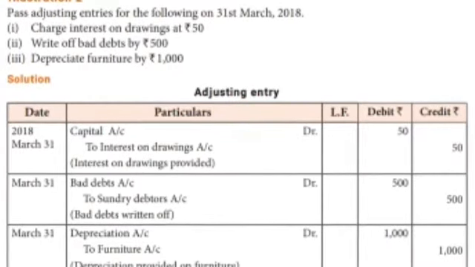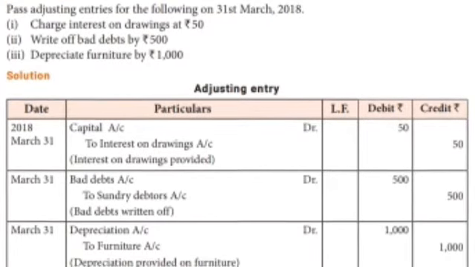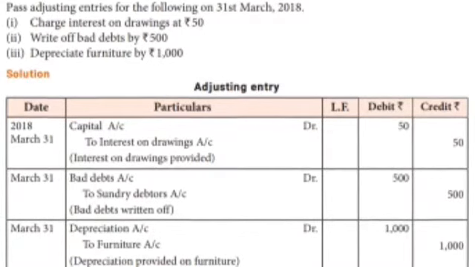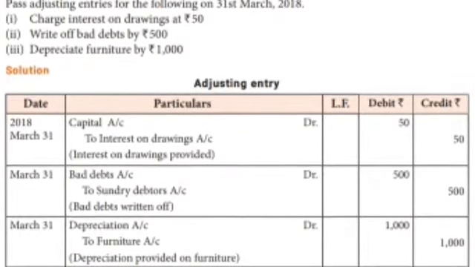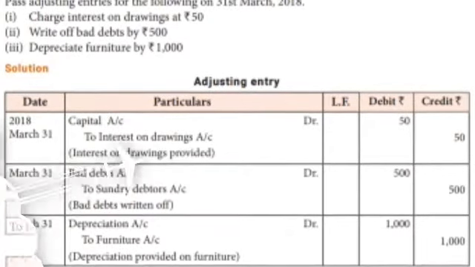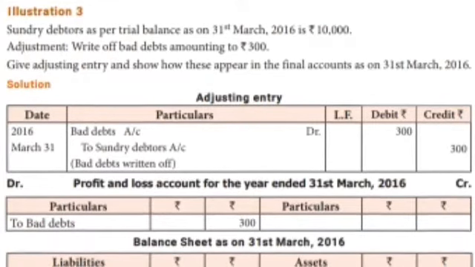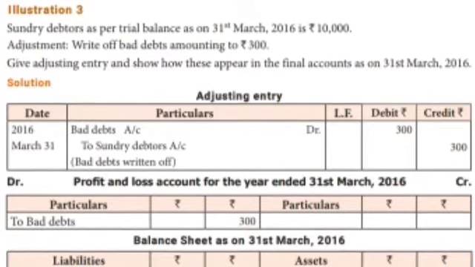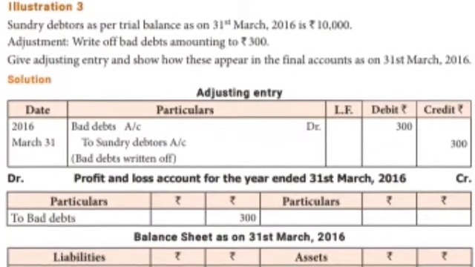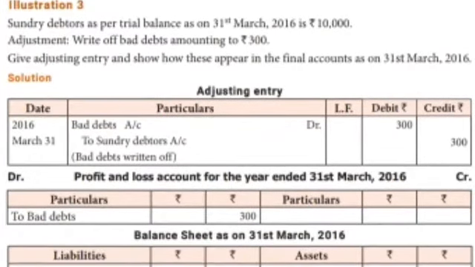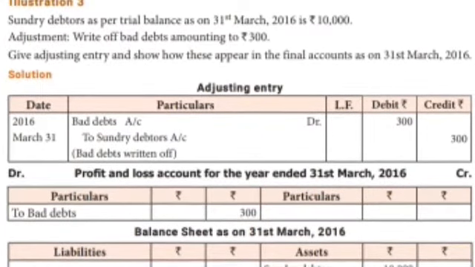See children, you have to study all the 15 journal entries. In this chapter it's very useful to you. So next one, depreciation on furniture. Depreciation account debit to furniture. Depreciation is one of the losses. Next one, illustration 3. Sundry debtors as per the trial balance as on 31st March 2016 is 10,000. The adjustment is write off bad debts amounting 300. Give the adjusting entry and show how these appear in the final accounts.